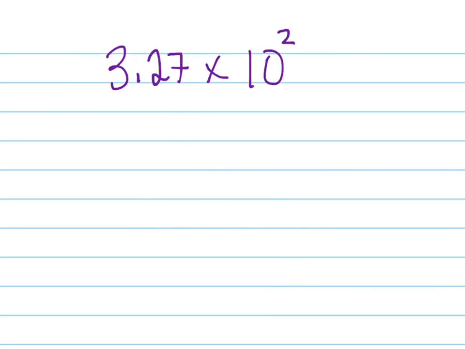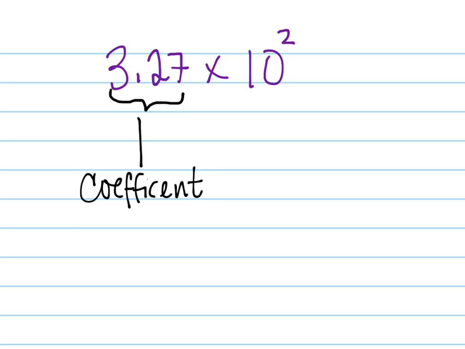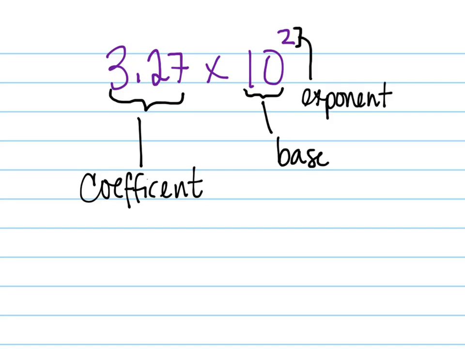Before we go any further, I want to look at the pieces of any number that's in scientific notation. So this part here in front that you're multiplying by 10 to the something is called the coefficient. 10 is the base. We're multiplying by something in base 10. And the power that 10 is raised to is the exponent. Very often the base and exponent in scientific notation are called the power of 10 as a means of shorthand.